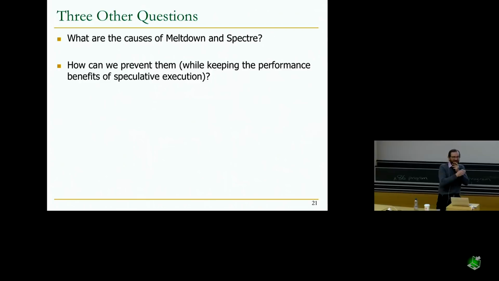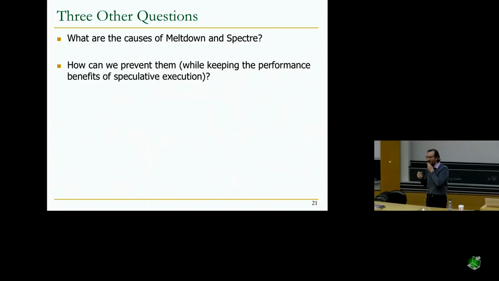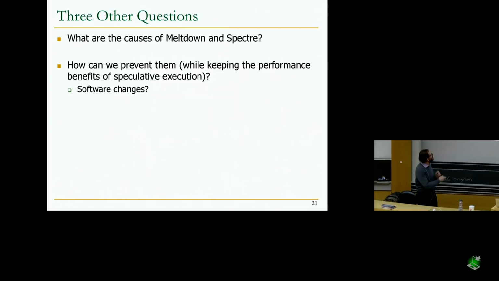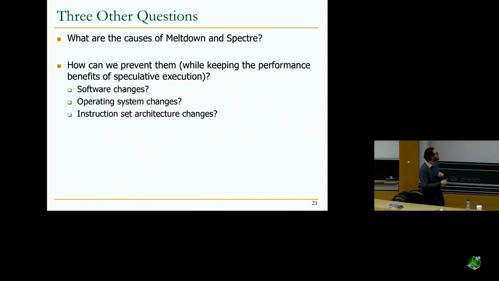Well, maybe that's not a good idea, right? Do we go back to low-performance processors just to be secure? Some people may argue that, or in some design points, maybe that's okay, but usually not, I would argue, because we want to have even higher performance. So how do you actually fix this? Software changes, operating system changes, instruction set architecture changes. Maybe you redefine the instruction set architecture somehow.